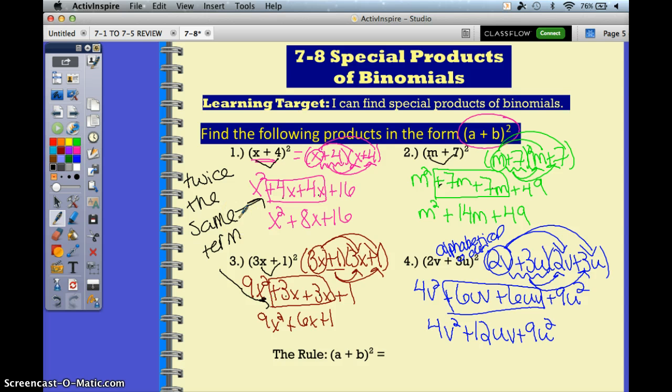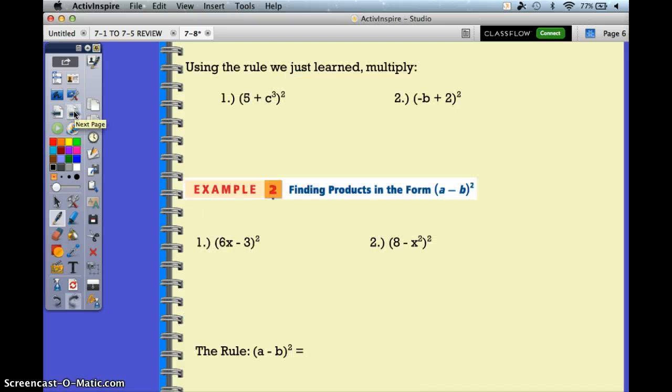Let's look at the far left one. X squared, 16 was an x squared. 4 squared, 16. 3x squared, 9x squared. 1 squared, 1. M squared, 7 squared, 49. So we can see the pattern, that it's your a squared on the far left plus your b squared on the far right, but the middle we said is twice the same term. So it's plus 2a times b. It makes the rule so much easier. You can always go back and do the long distribution to check yourself. But I want us to use this rule for these.